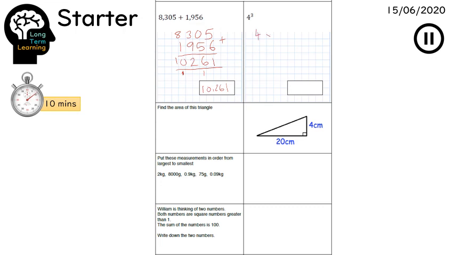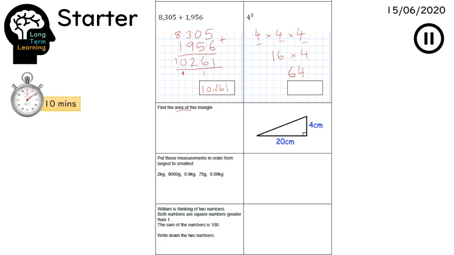Next question, we've got 4 cubed. What does that little 3 mean? It means we've got to times 4 three times. So we've got 3 lots of 4. We've got to times that. 4 times 4 I know is 16. 16 times 4 is 64. So that's our next answer.